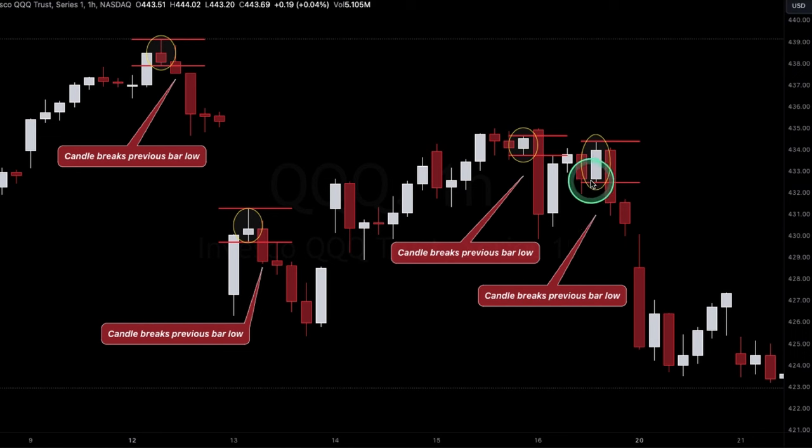Same thing again, previous bar low, previous bar high. Once we start seeing this break, we start paying attention for a potential reversal. So it's the same thing over and over.